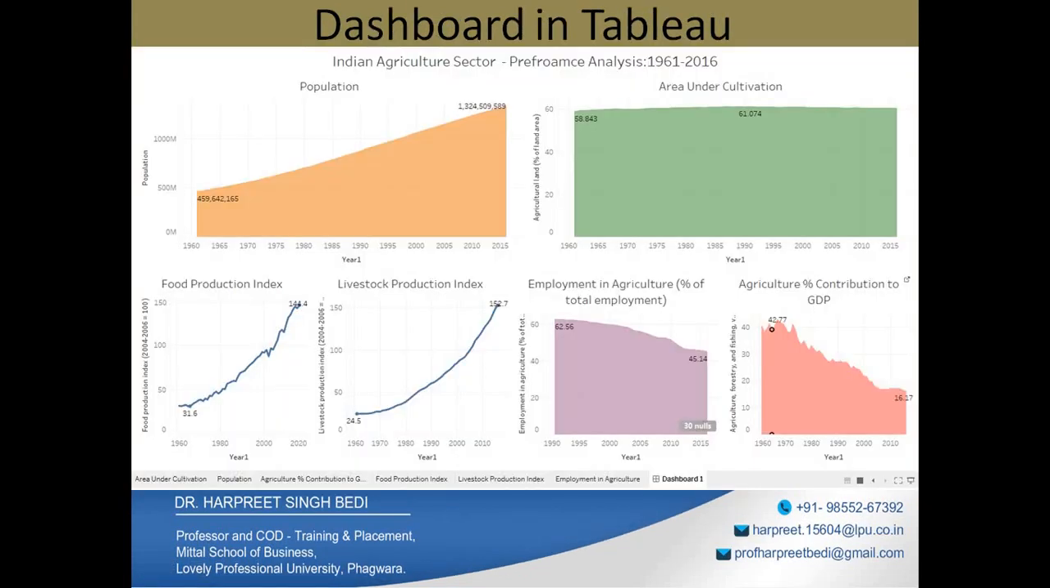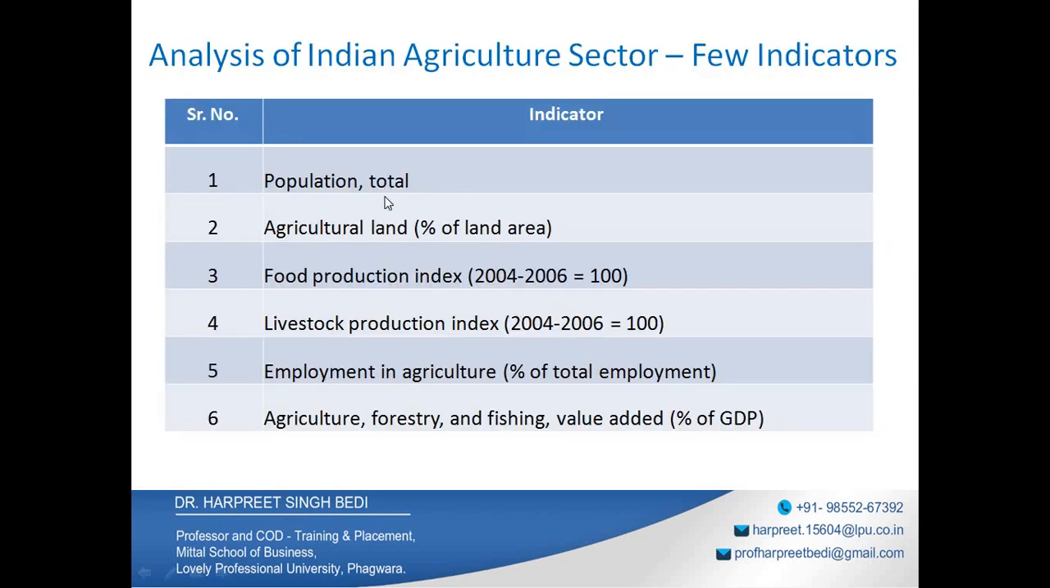So this is the view of the dashboard which I would like to prepare, and in this dashboard I am going to use 6 different indicators. One is the total population, agriculture land as a percentage of the land area, food production index, livestock production index, employment in agriculture as a percentage of total employment, and agriculture as a percentage of the GDP. What is the contribution of agriculture in the GDP?